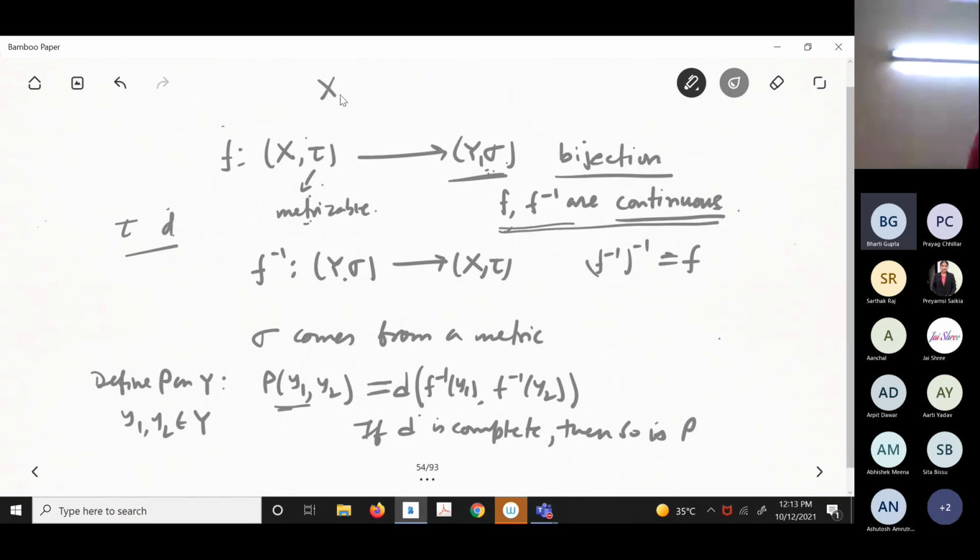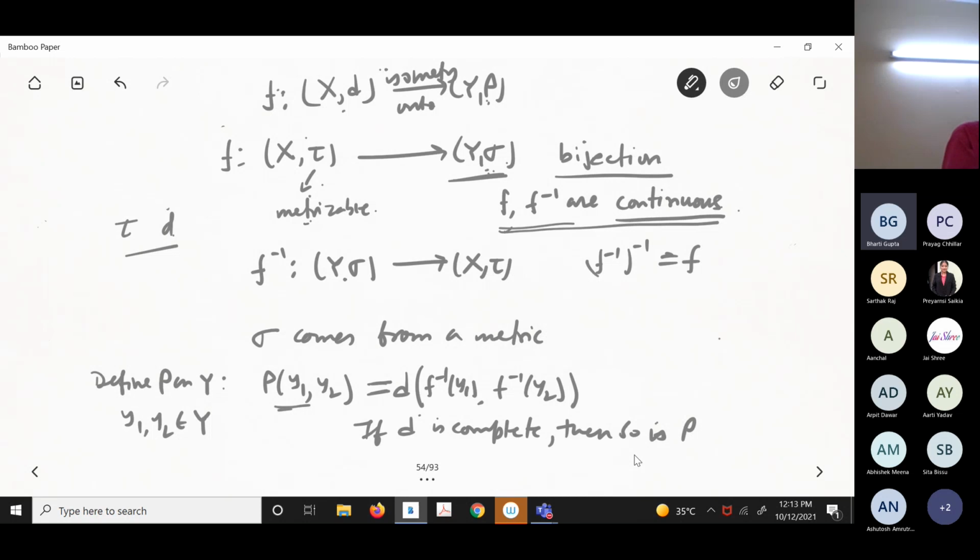That means to take this map, this is an isometry, an onto isometry. Everything remains the same for the metric. So if you have a Cauchy sequence here, its image will be Cauchy and vice versa. So if your Cauchy sequence converges here, its image will also converge here. So if D is complete, so is rho. This much is simple.